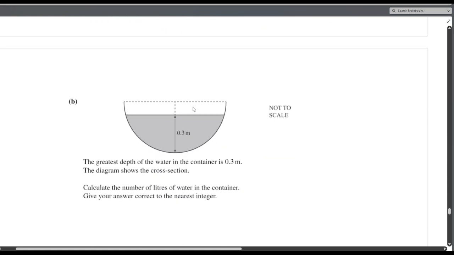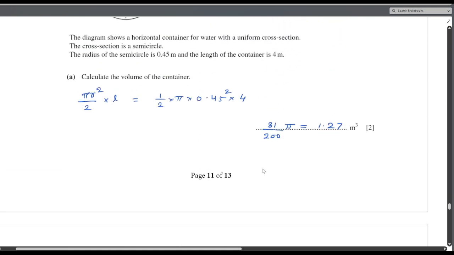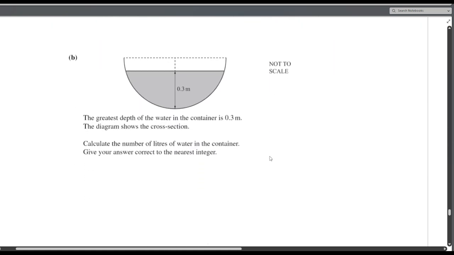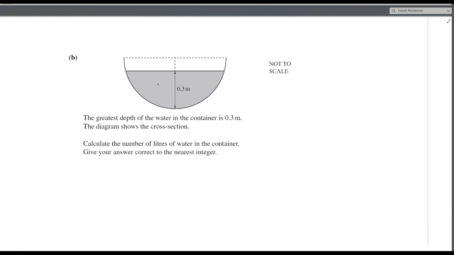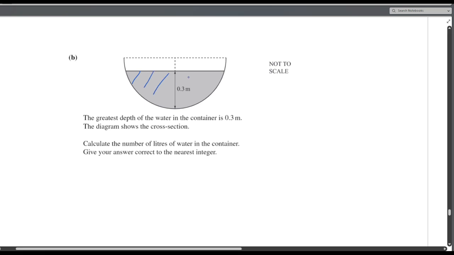the values. Now B part, the greatest depth of the water in the container is 0.3 meter. The diagram shows the cross section. Calculate the number of liters of water in the container. Give your answer correct to nearest integer. Now I have to write answer in liters. So this meter cube I will convert in liter afterwards. First I have to find out this cross section area where the water is present. This area I need to find out.